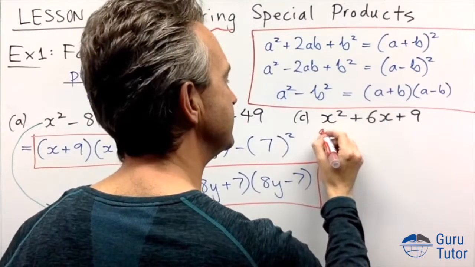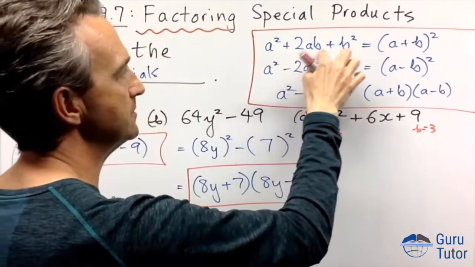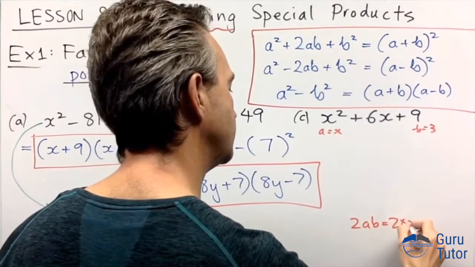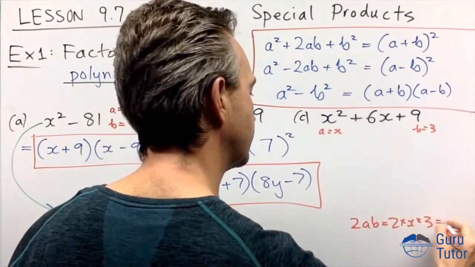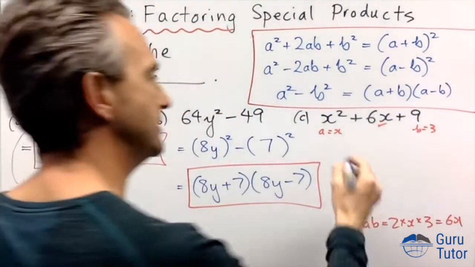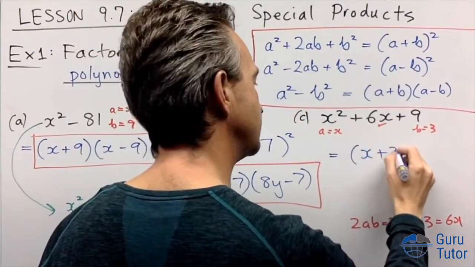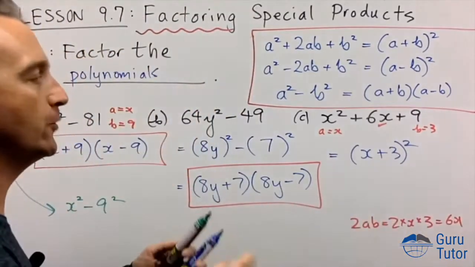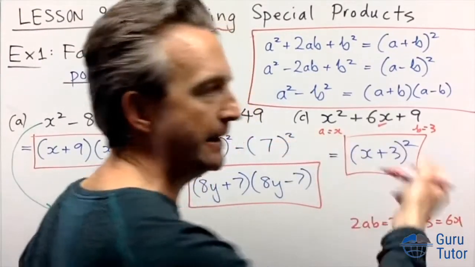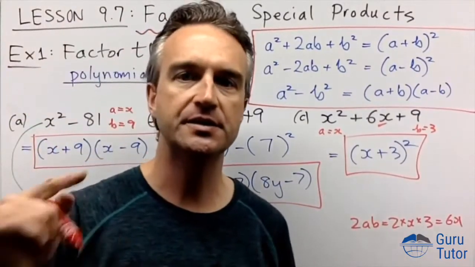If A is x and B is 3, is this 2 times A times B? What would that be here? 2AB, that would be 2 times x times 3. 6x. And is that what we have here? Yes, it is. So we can use this special product. The answer is simply a plus b all squared, x plus 3 all squared. So again, if you did FOIL on that, if you did x plus 3 times x plus 3, expanded that out, collected the like terms, you would end up with this. Okay, so that is how we factor using special products.